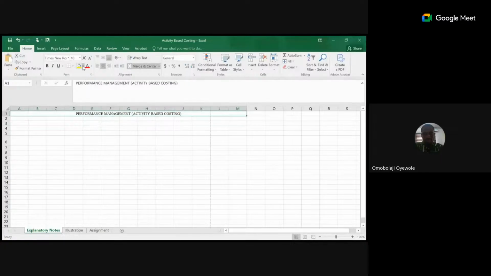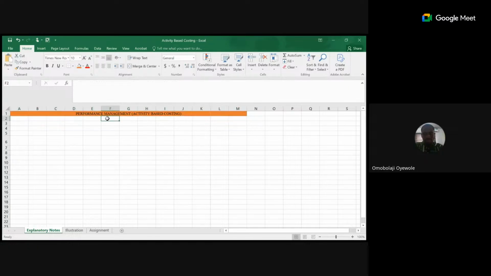So when we talk about activity-based costing, it is one of the new modern costing techniques that was introduced, and it has some edge over the traditional absorption costing technique, which is based on absorption costing. So let's look at this. We'll talk about costing. Our focus is going to be on costing techniques.